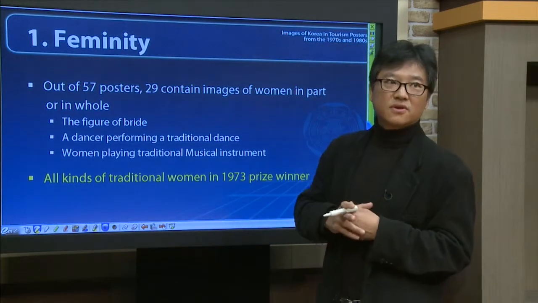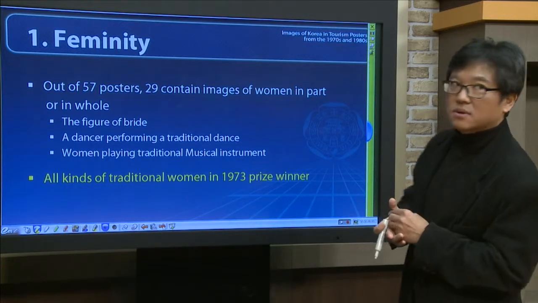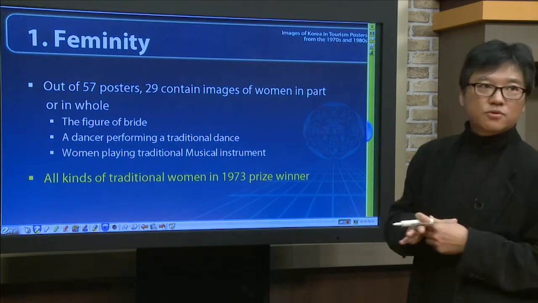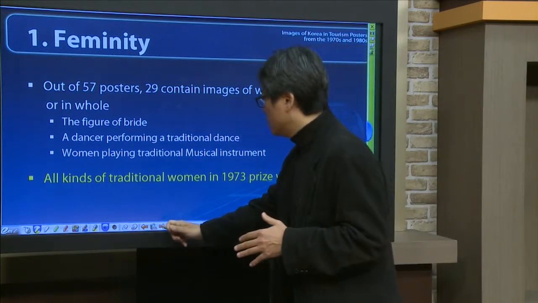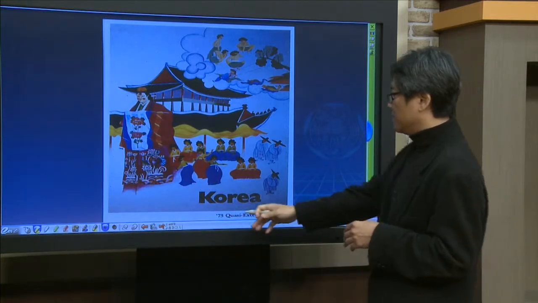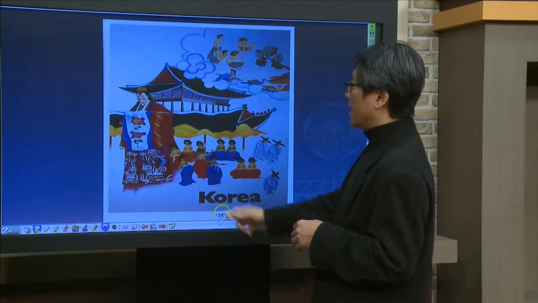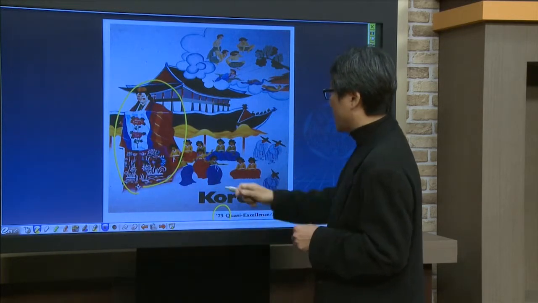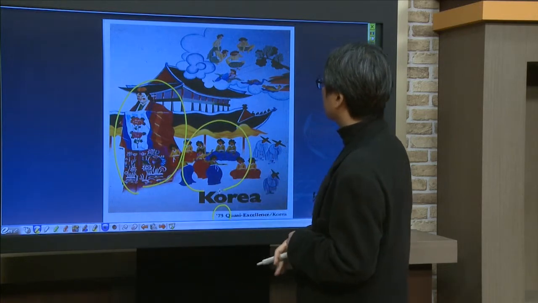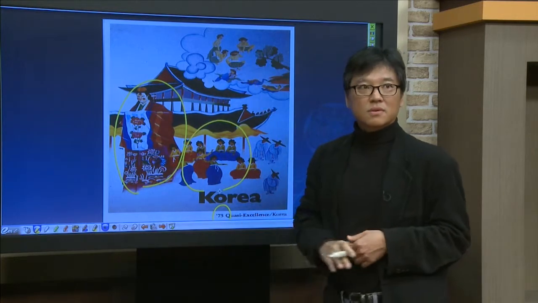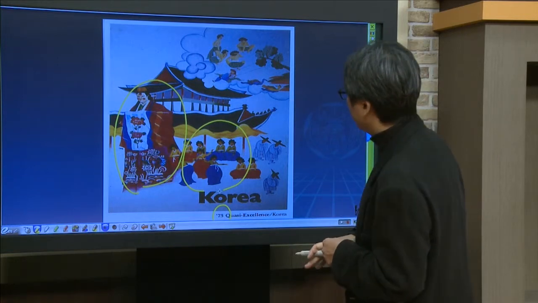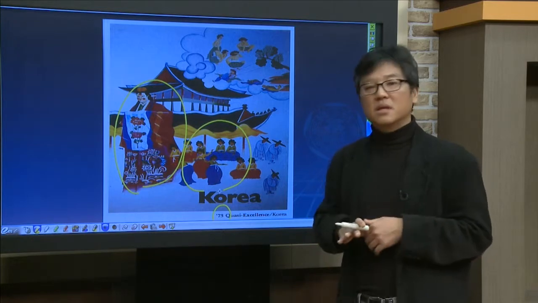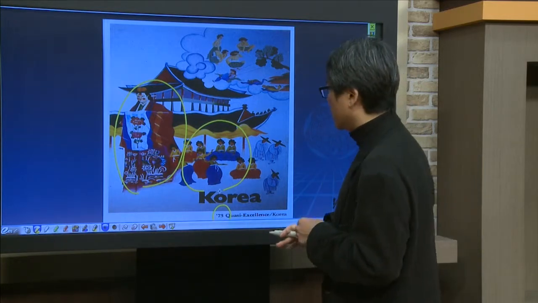So the highlight of this example is, I think, the 1973 prize winner. There are all kinds of traditional women in one image. You can see here, 1973. We talked about the bride here, and dancer, and even women bathing. So again, this very strong presence of femininity in earlier posters in Korea.